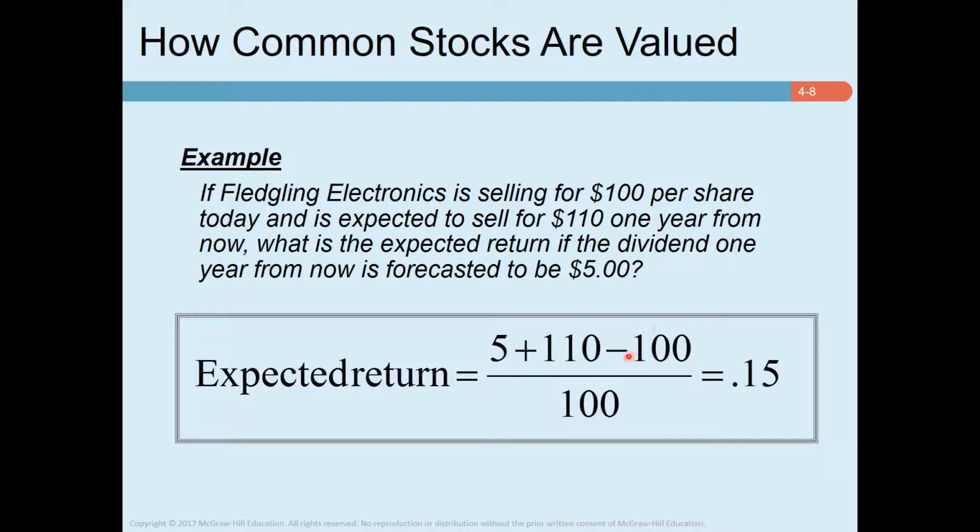You can see we invest $100 and we expect the price to be $110. So the price difference is $10. This return is called capital gain. So this is dividend, this is capital gain. As we sum them up and divide by our initial investment, our rate of return on this investment will be 15%.